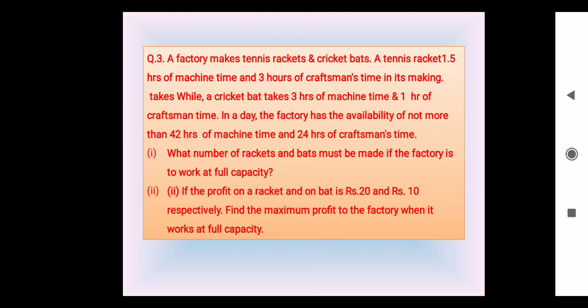And the second question is, if the profit on the racket and on a bat is rupees 20 and rupees 10 respectively, we have to find the maximum profit to the factory when it works at full capacity. Here our objective is to find the maximum value of the given linear objective function. Let us see how to construct a linear objective function from the data.